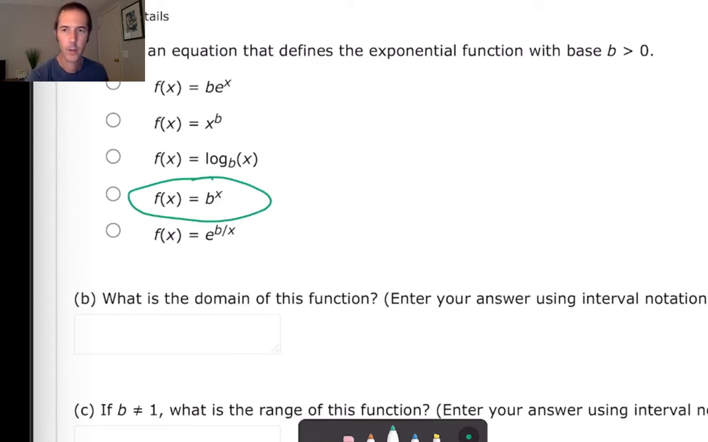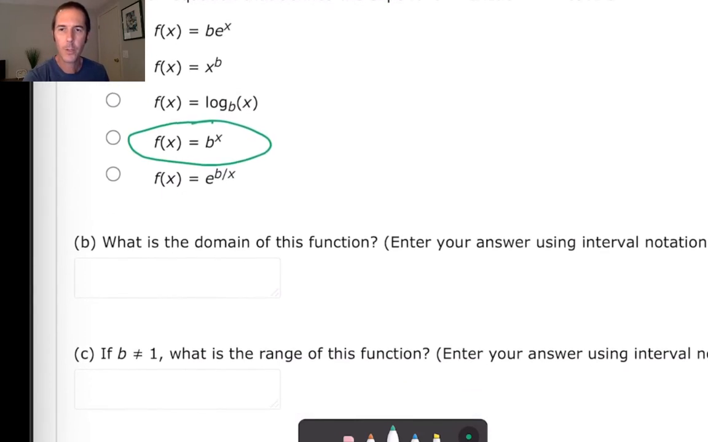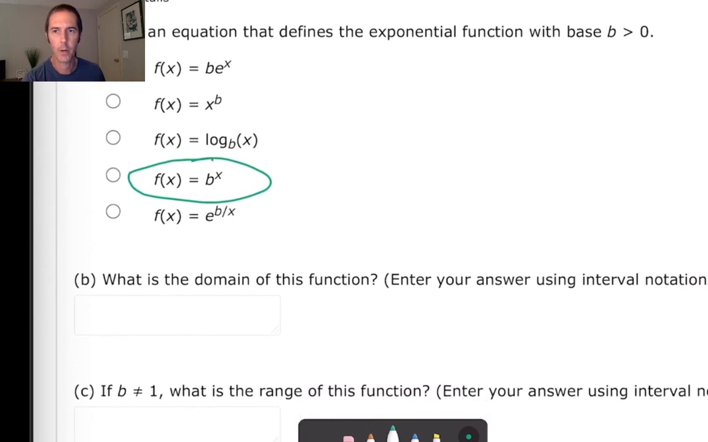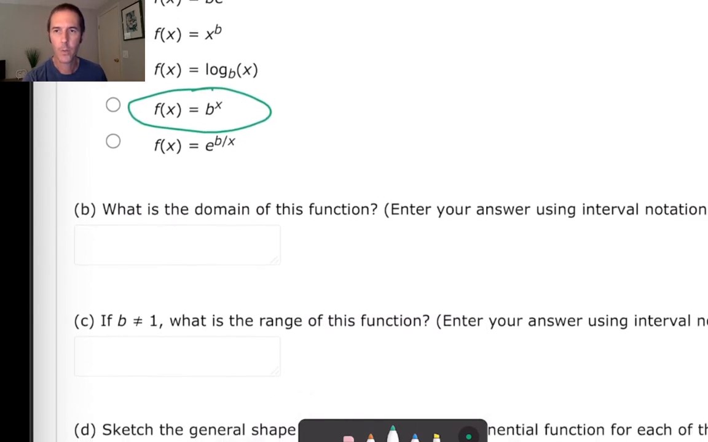There it is. Whew. Moving over to the ebook and coming back took way more work than I thought it was going to. What about the domain of this function? If b is a number greater than 0, which we were told that it is, right? You can see at the top of your screen, base b greater than 0. What's the domain of this function?